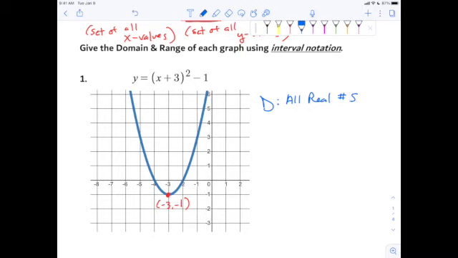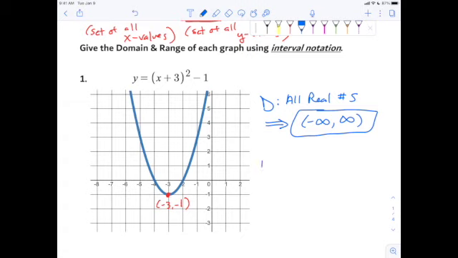but we're going to express that with interval notation. So all real numbers means everything on the number line from -infinity to infinity. And there we go. There's really what we're looking for, -infinity to infinity. That means all real numbers.